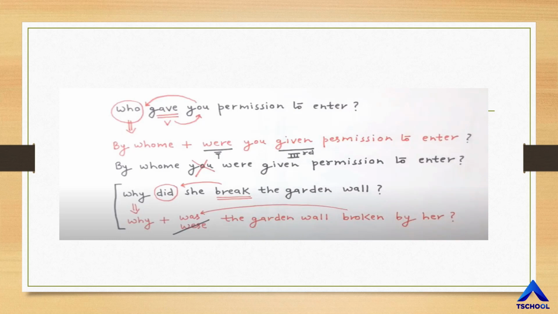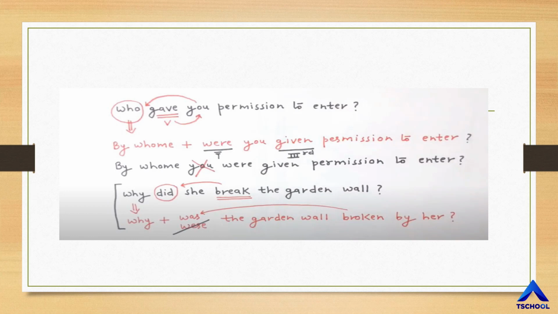Look at the second option that I have put: by whom you were given permission to enter. This looks correct when we read. But please take a note. In an interrogative sentence, when talking about active and passive voice, it is always the helping verb first. Then the subject will become object, the verb will remain in the third form, and the object will become the subject. So here the helping verb, that is were, we need to put first.